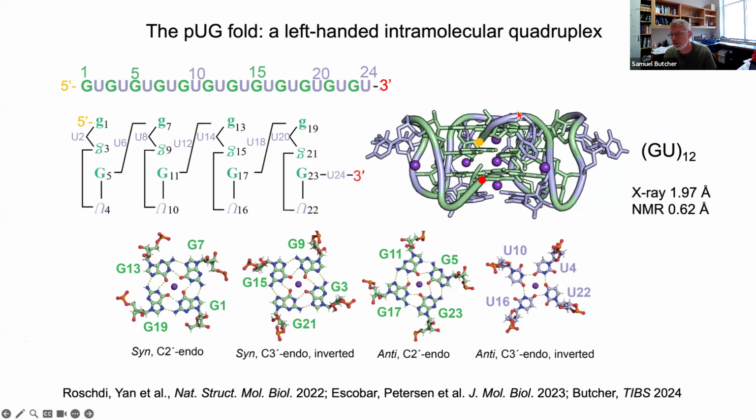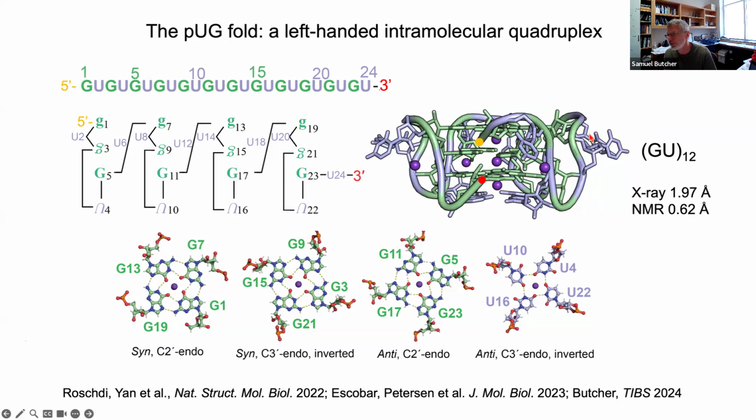And so the structure starts here. Here's a 5' end, and that has a quartet here. We'll call it the G1 quartet. This quartet is in a conformation called syn. That's a glycosidic angle, and 2' endo. That's a sugar pucker, as you know.